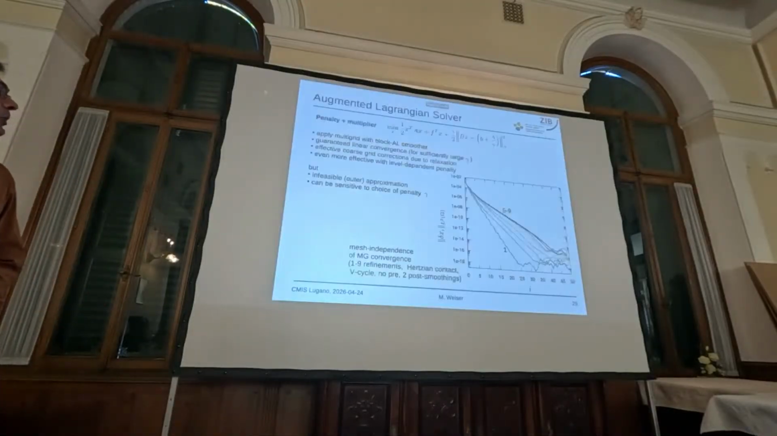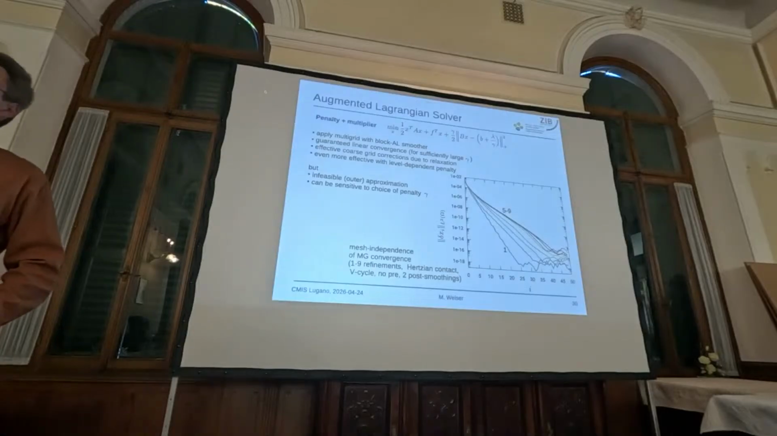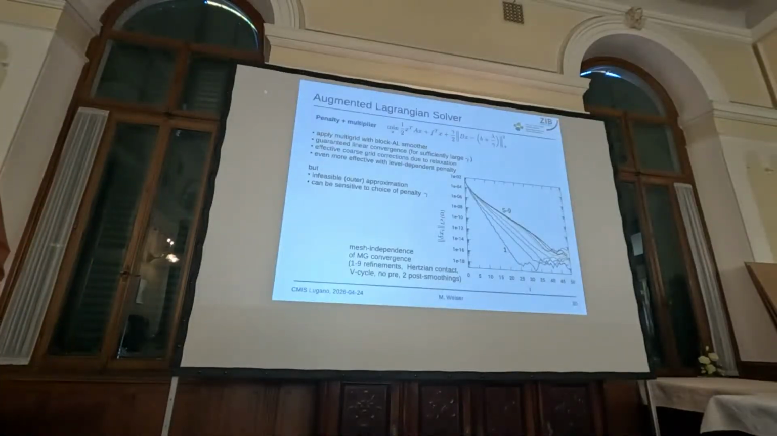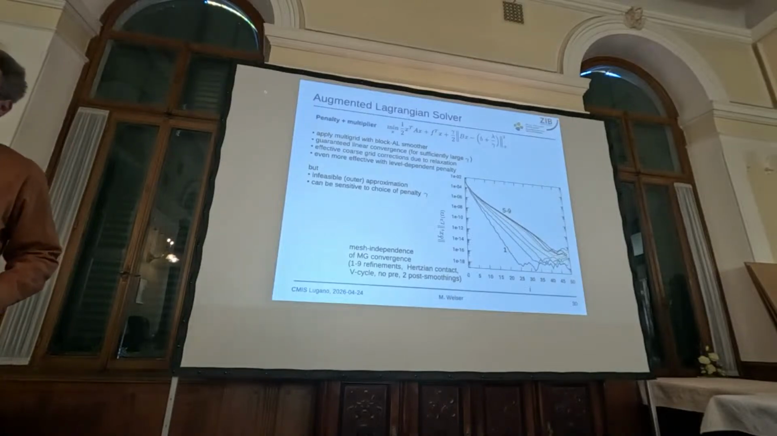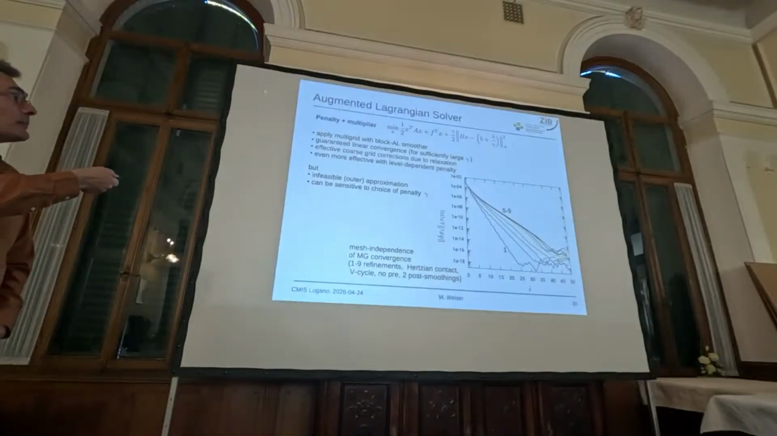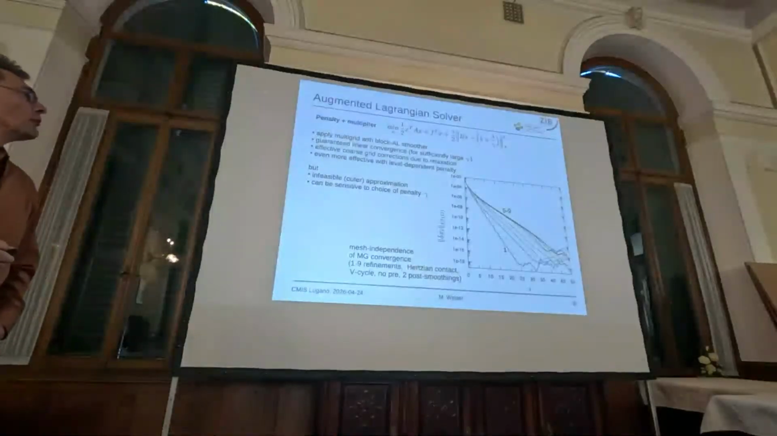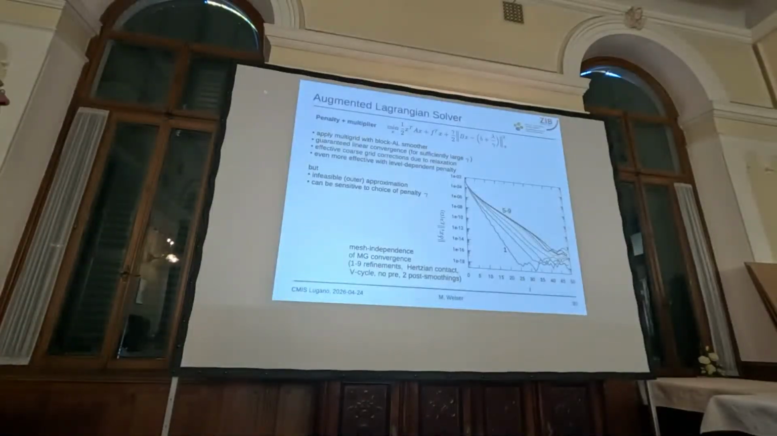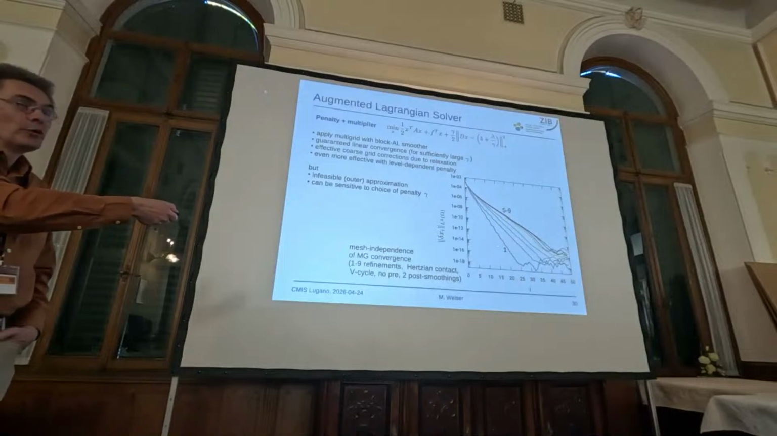So what one can do is to relax this a little bit, go to penalty and augmented Lagrangian methods. That gives a little bit more leeway to the coarse grid corrections to actually make progress. So we have a multigrid with a block AL smoother. We have guaranteed linear convergence, at least for sufficiently large penalty. We have effective coarse grid corrections because we allow them to do a little bit of penetration during the solution process. We have mesh-independent convergence empirically.